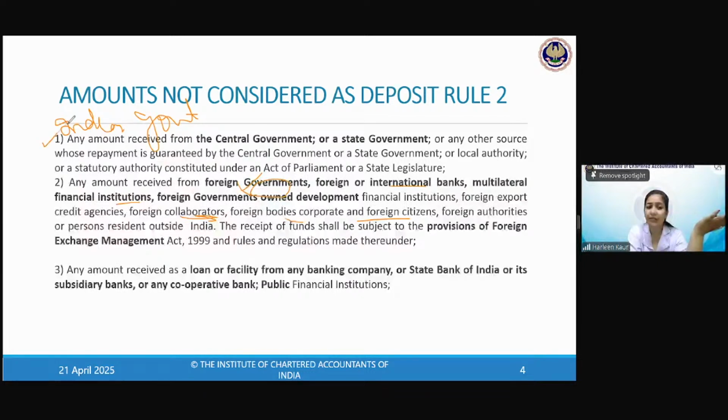So the first point is Indian government का पैसा deposit नहीं है. Second point tells us foreign government से भी अगर कोई पैसा आया है, किसी credit agency से अगर पैसा आया है, that is also not a deposit.